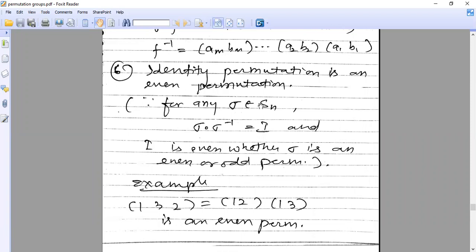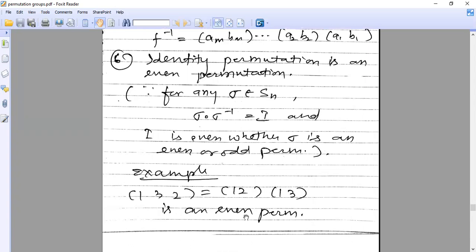For any permutation sigma in Sn, sigma composed with sigma inverse is the identity, and the identity is an even permutation. Sigma will be either an even or an odd permutation. So your identity permutation is an even permutation.